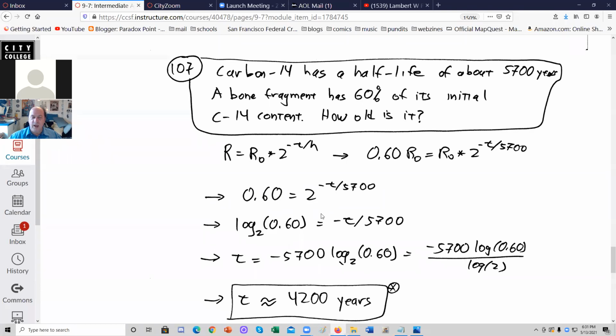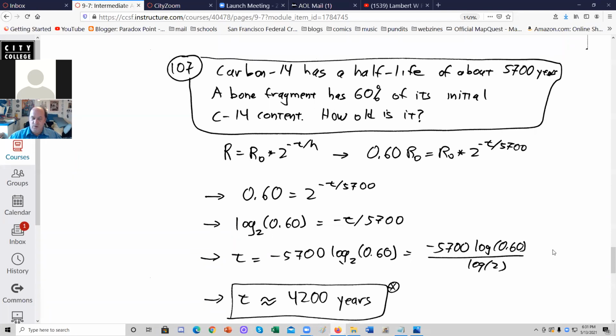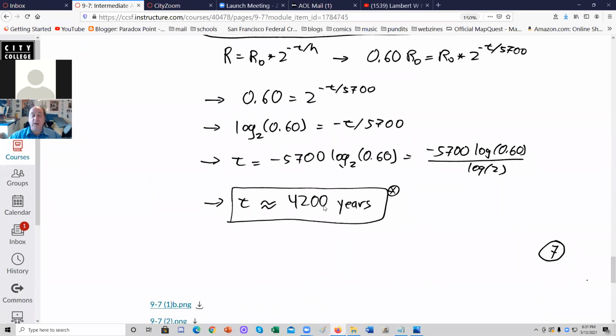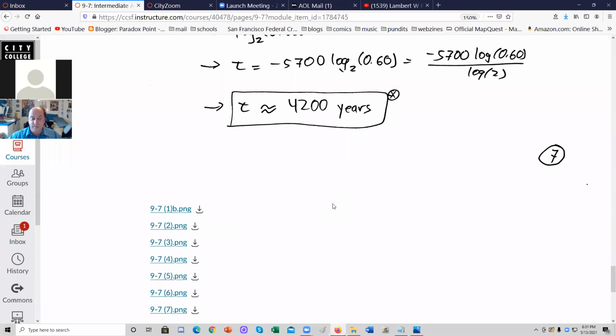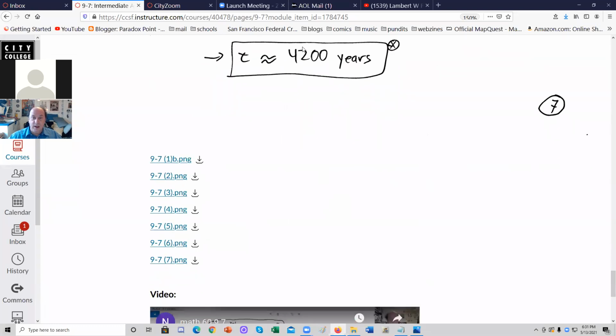Log base 2 of both sides. So log base 2 of 0.60 equals negative T over 5,700. Multiply both sides by negative 5,700, and you get T equals negative 5,700 log base 2 of 0.60. And again, by the change of base formula, we can rewrite this as negative 5,700 common log of 0.60 over common log of 2. This comes out to be about 4,200 years. So that's how they use carbon-14 to date things. I think that covers it for now.